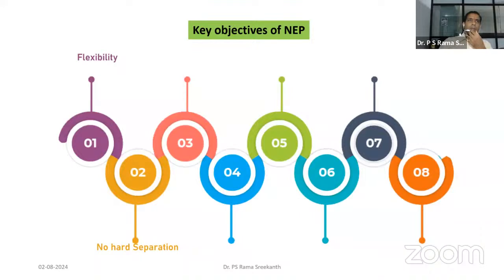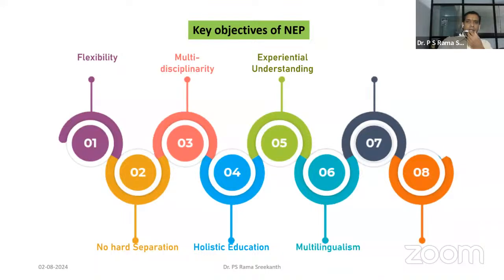It speaks of no hard separation between the disciplines, like multidisciplinary education. It speaks of holistic education. It speaks of experiential and understanding learning. It speaks of multilingualism, critical thinking and creativity, and then the Indian knowledge system. These are some of the key objectives of NEP. So how are we going to achieve all this? That is the question.